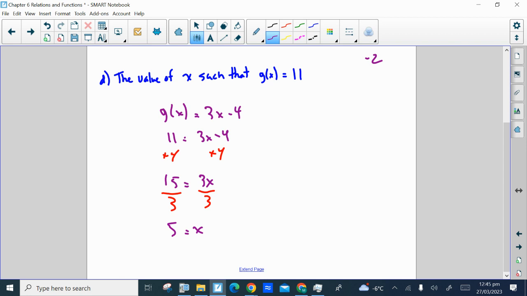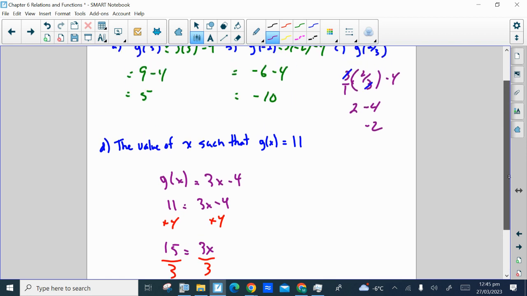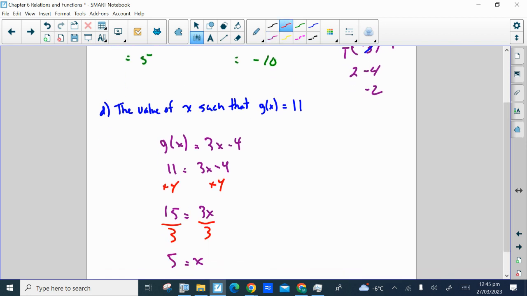And you could check this. We wanted to find what value of x you would put into the equation so that g(x) equals 11. So again, here's g(x). We're saying that if x equals 5, this equation should work out to 11, and it does, because 3 times 5 is 15, and 15 take away 4 is 11. So it checks. 5 is a number that when you put it in for x, you get g(x) equal 11.